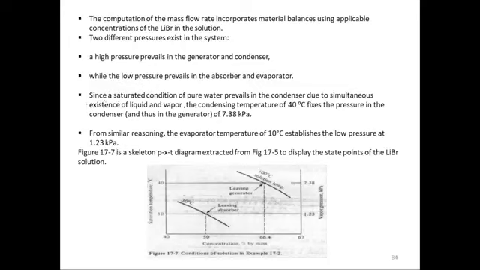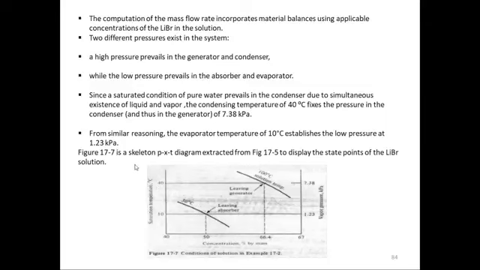While the low pressure prevails, since a saturated condition of pure water prevails in the condenser due to the simultaneous existence of liquid and vapor, the condensing temperature of 40 degrees centigrade fixes the pressure in the condenser. If you look up the steam table, it will be 7.38 kilopascal. This will also be the same pressure in the generator. For similar reasoning, the evaporator temperature of 10 degrees establishes the low pressure of 1.23 kilopascal in the evaporator.